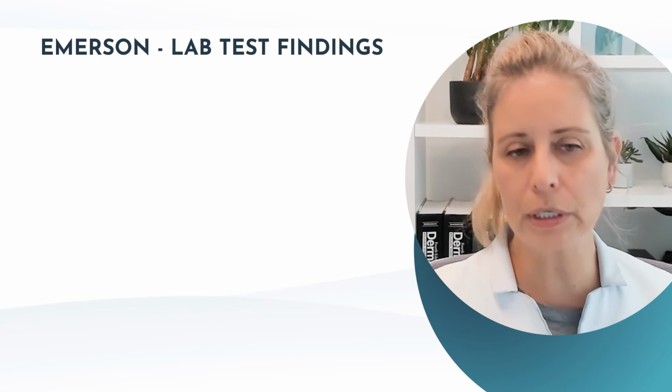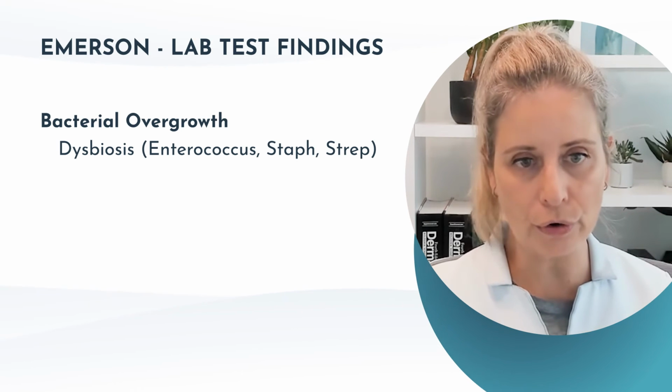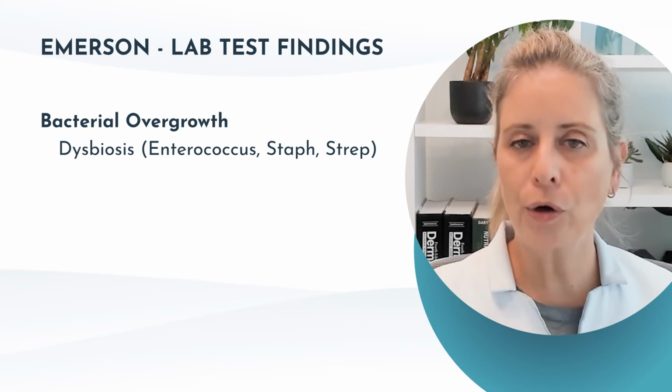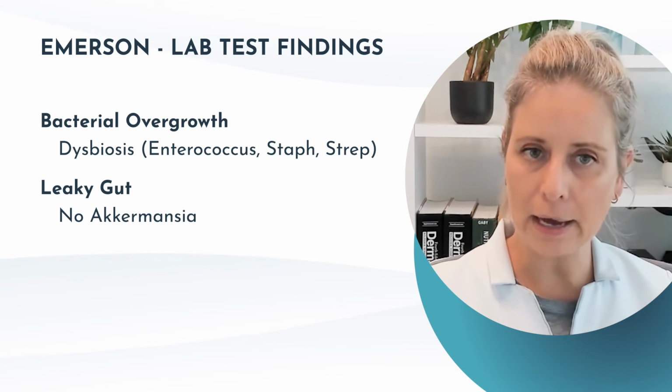But there's a lot of work to be done here on the hormone piece. So I wanted to show you that, yes, it is a lot about the gut, but there can be other pieces as well. And so the Dutch can be super useful as well. When I look at the issues that I have to deal with for Emerson, I definitely have dysbiosis, bacterial overgrowth that we saw. The no Akkermansia is a sign of a leaky gut, and we looked at leaky gut for acne.